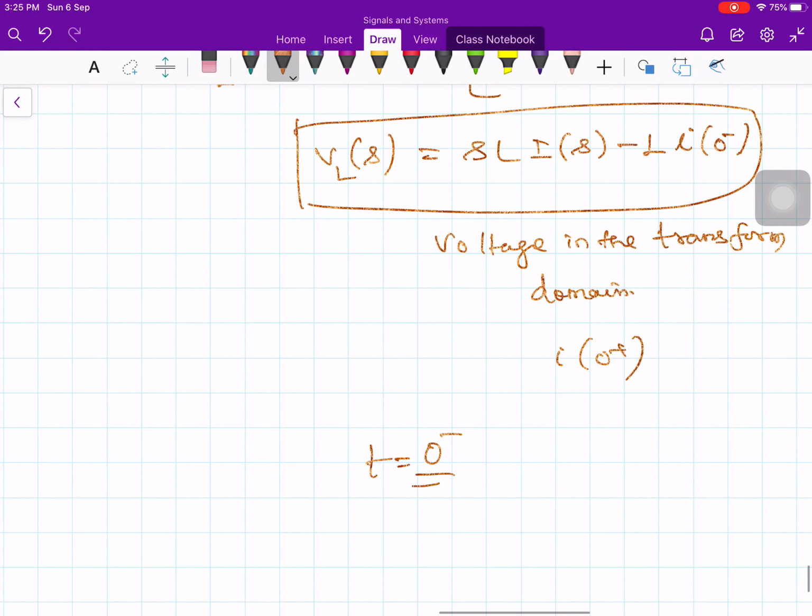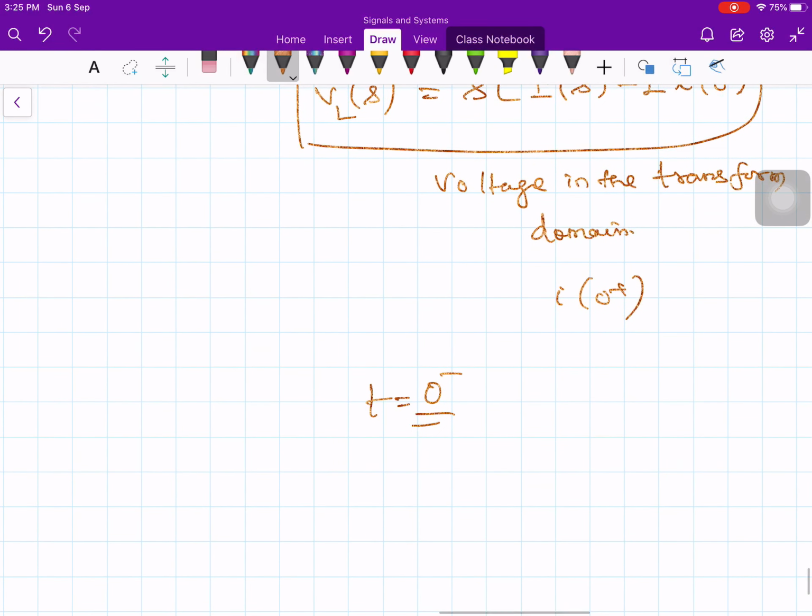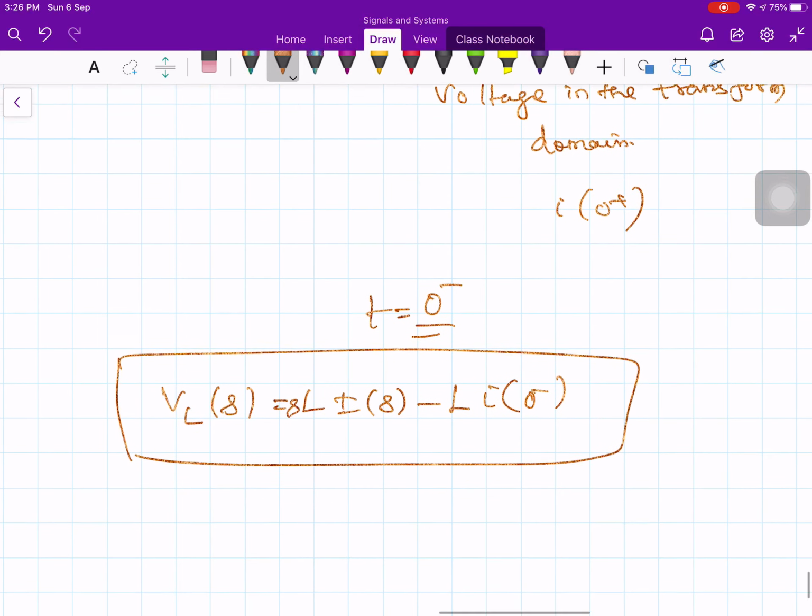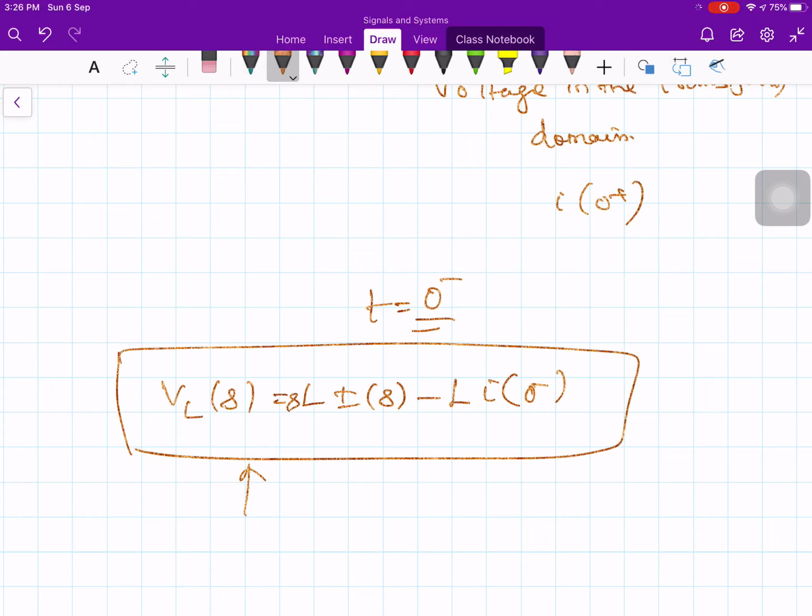Therefore, the more general solution will be VL of S is equal to SL times I of S minus inductance L times i of 0 minus. This is a more general form. So this equation tells us that if you know the Laplace transform of current, which is I of S, you can calculate VL of S in this manner using this equation. But to do this, we must know the initial value of the current.